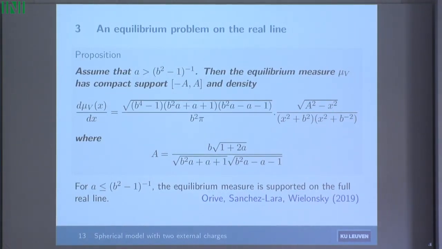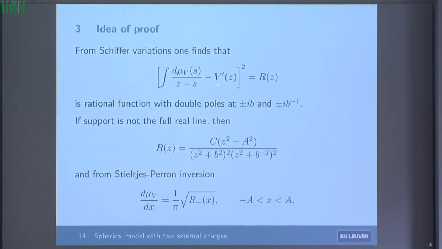So anyway, this can be done explicitly, and there's a recent paper of Orive, Sanchez-Lara, and Wielonsky, where they also consider these external fields, and they show that for a smaller than its critical value, the equilibrium measure is indeed supported on the full real line, and for a bigger, that it's a compact subset, an interval, but they did not calculate the density like this. So how does that work? Well, I cannot go through all the details, but let me give you something, because this will be important, how to connect it to the sphere.